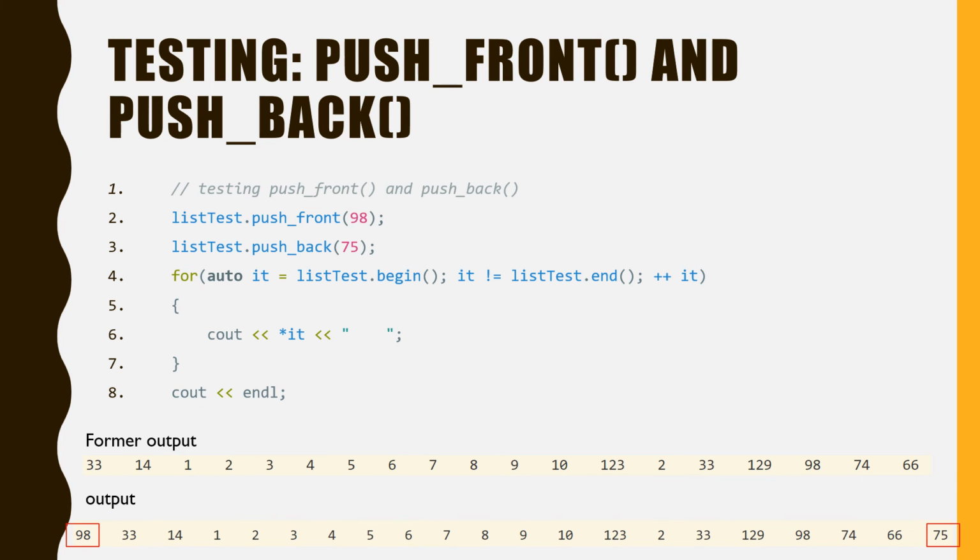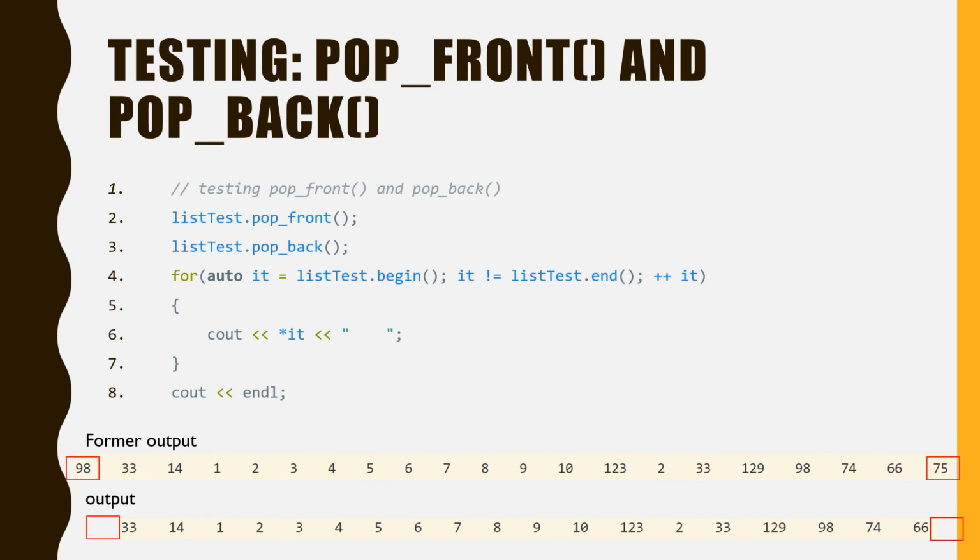Then, we test the push front and pushback operations. In line 2 and 3, we try to insert 98 at the beginning and 75 at the end of the linked list, respectively. From the output, we can see both numbers have been inserted to the correct locations.